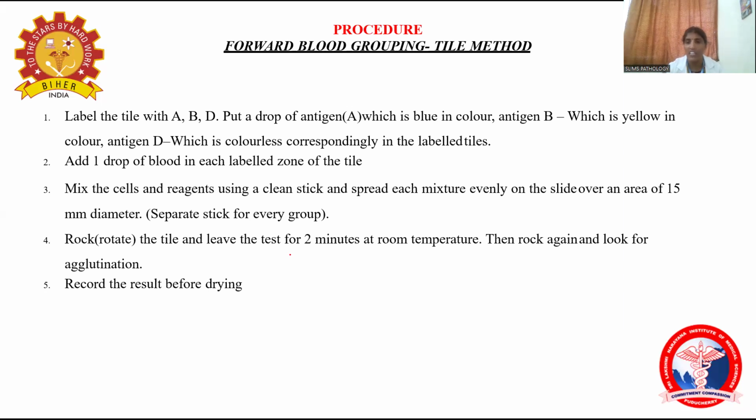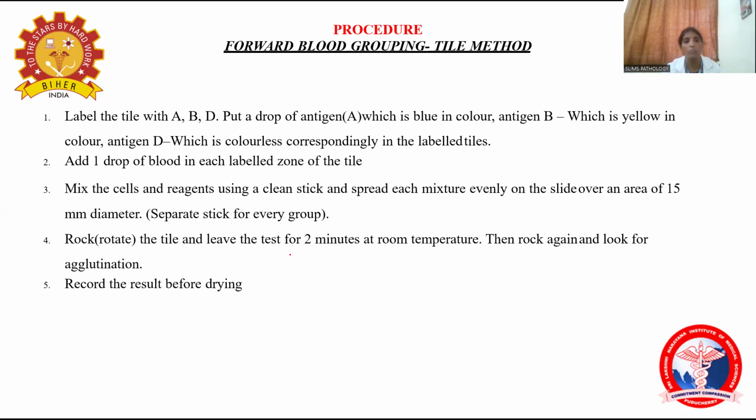Then once you have the sera, you have to add the cells. Add one drop of blood in each labeled zone of the tile. Always make sure you put anti-sera first and then red cells. Why? Because if you put the red color initially, you don't easily appreciate whether you have added anti-sera. If you have accidentally missed one of the columns, then there will be a wrong interpretation.